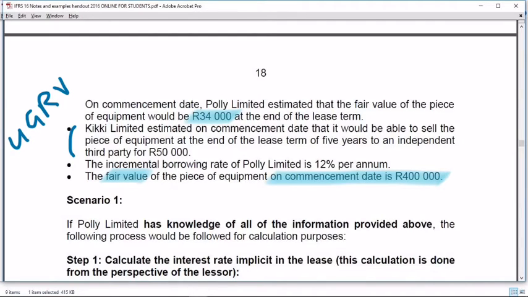Do not get confused with the dates. The 34,000 that we have indicated on top here is the estimated fair value at the end of the lease term. This fair value of 400,000 that we have there is the fair value at commencement date. It's not on the same date.